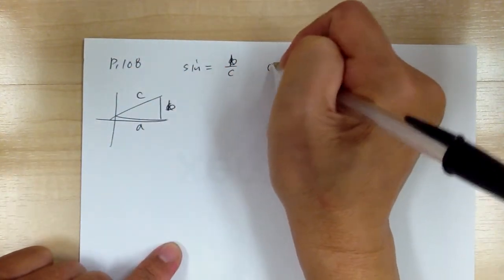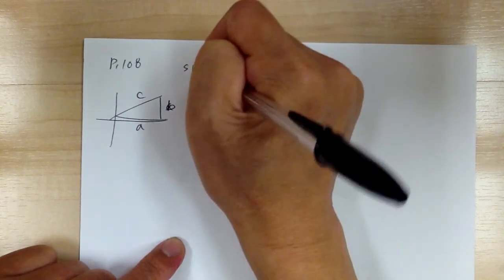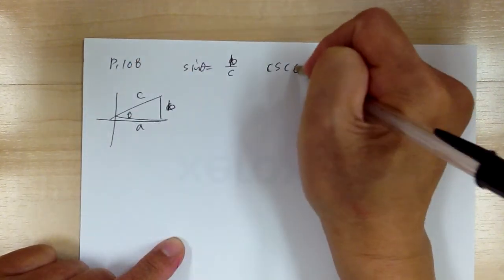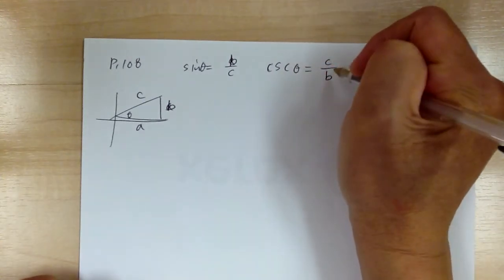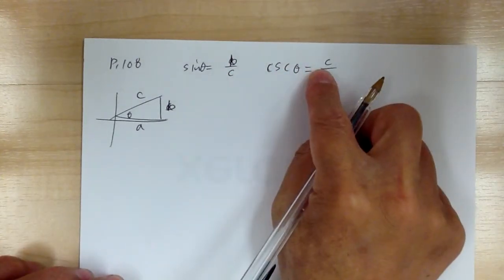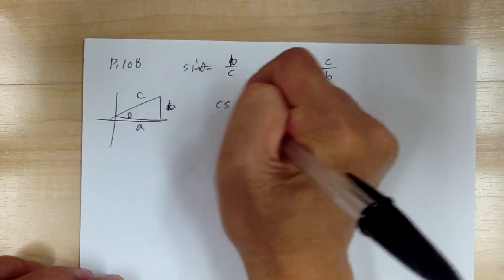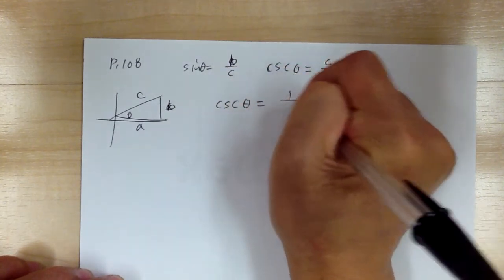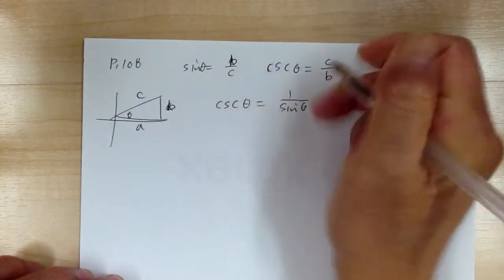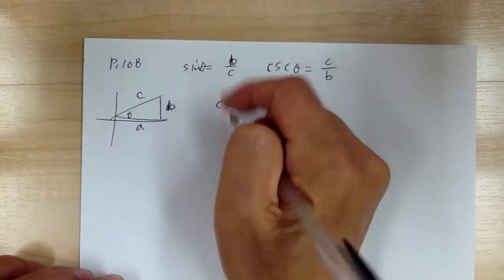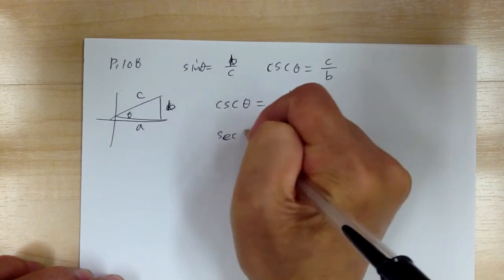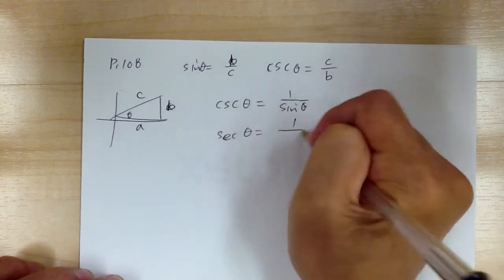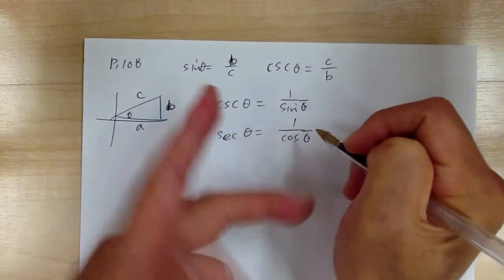And cosecant, we know, you just flip it over, right? It would be C over B. But notice they're reciprocals of each other. So from this, that's how we get cosecant equal to 1 over sine theta, because they're reciprocals of each other. And same thing, secant of theta would be equal to 1 over cosine, because they're just reciprocals of each other.